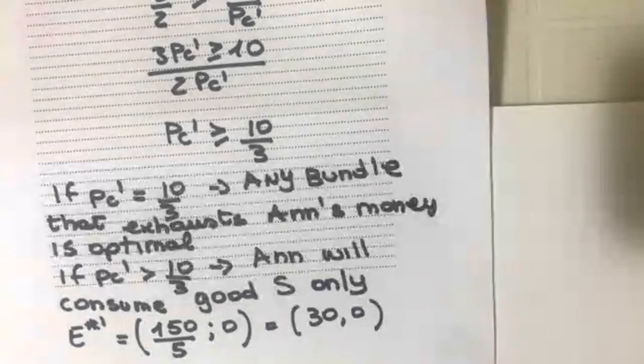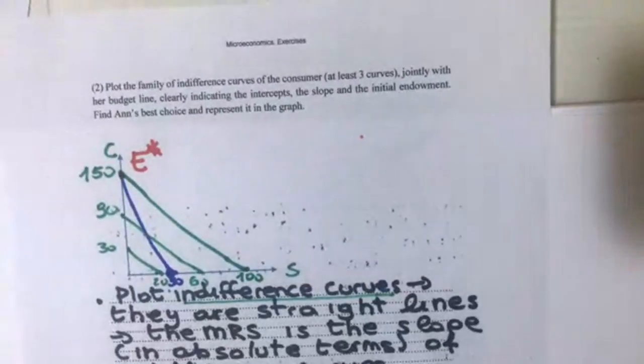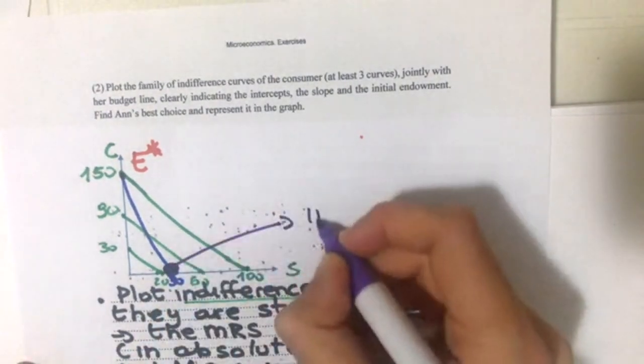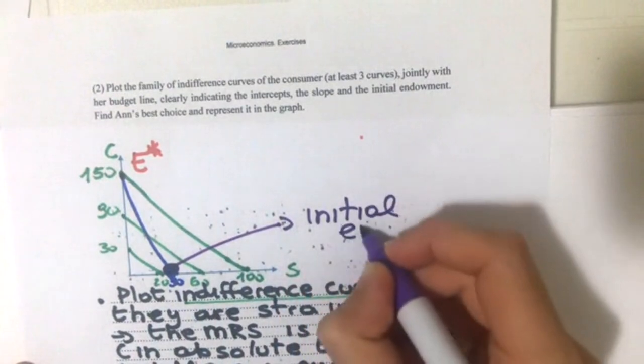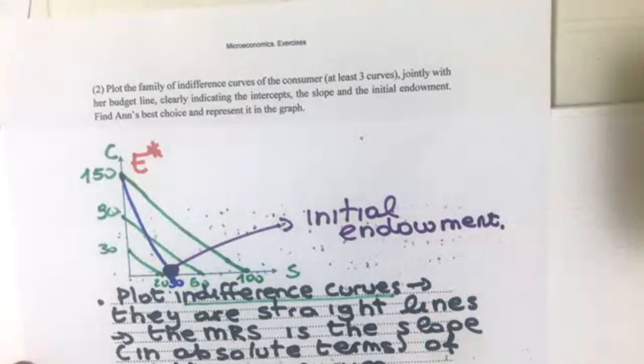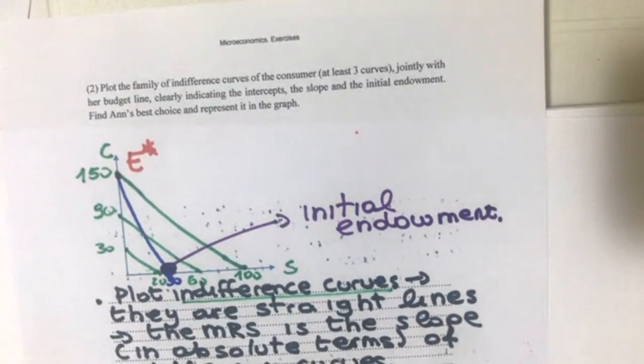We can also represent the initial endowment here in the graph. So now I go back to the graph here. And the initial endowment is exactly this point here. And at this point, we have answered all the questions and the points of this exercise.